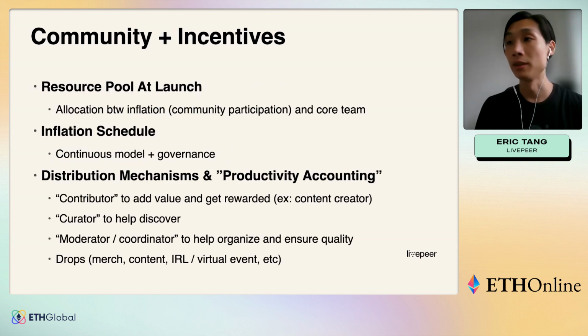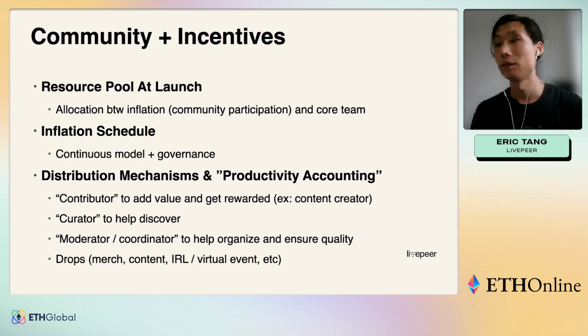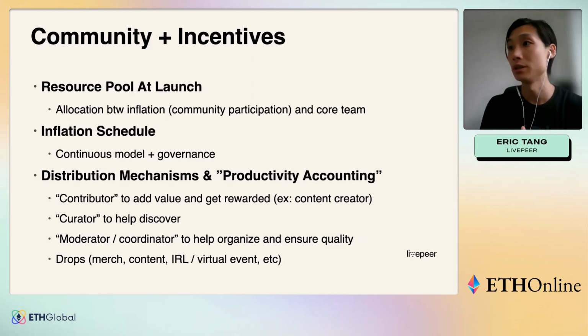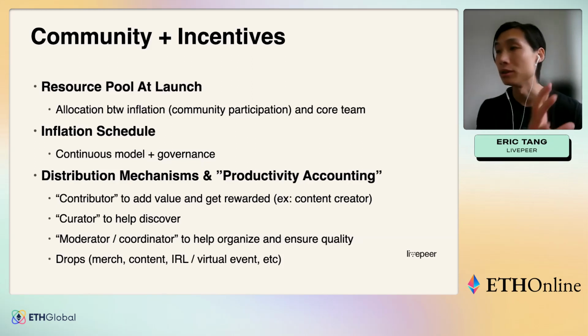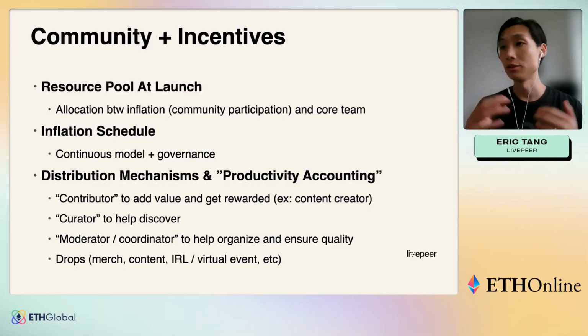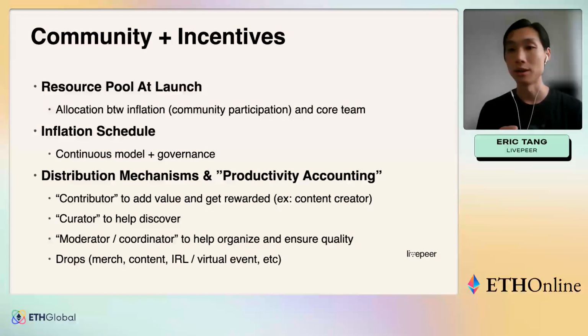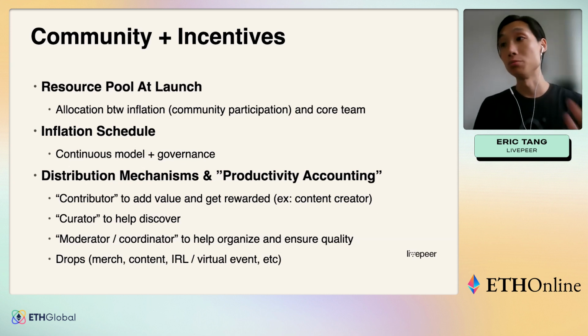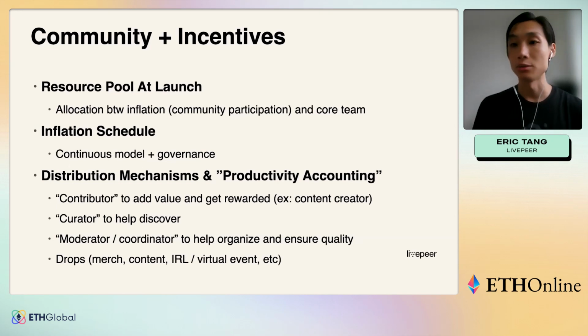For example, we think about having a resource pool at launch, right? It can be a token pool where you create allocations between inflation, which represents community participation, and the core team that's creating the project. You need to think about the inflation schedule, whether it's a continuous model, or how governance comes into play. You need to think about the token distribution mechanism, and especially how to account for productivity or value creation, right?